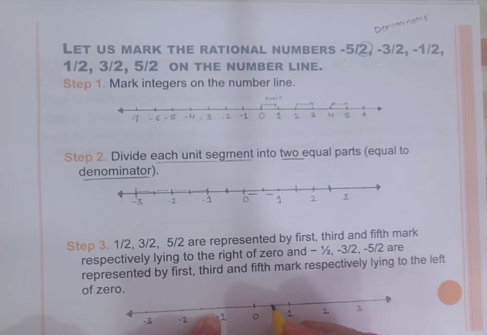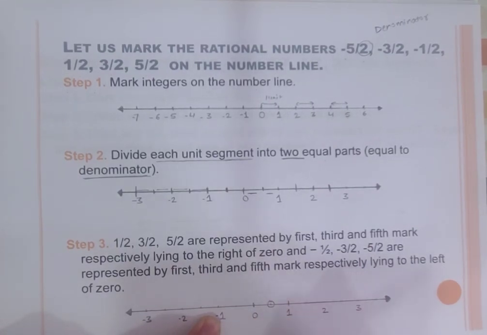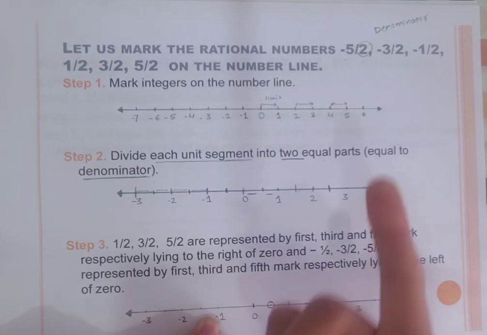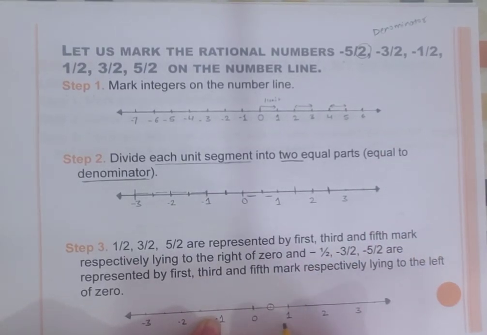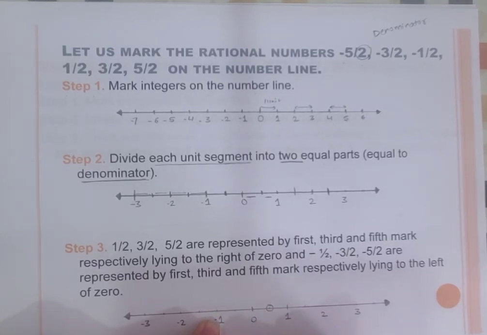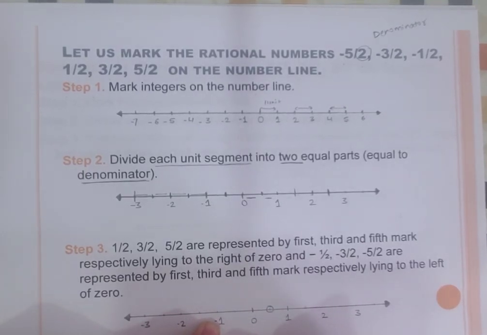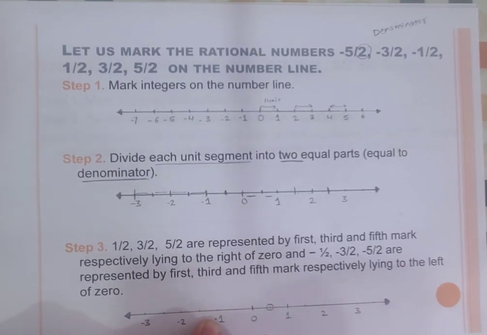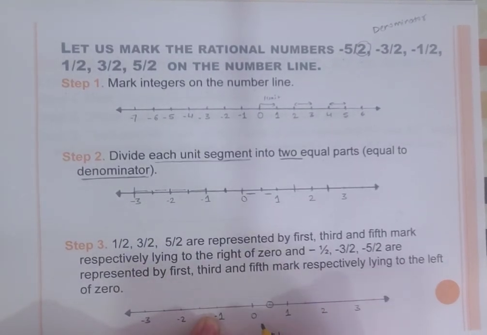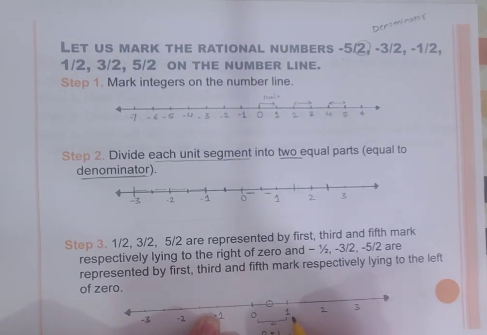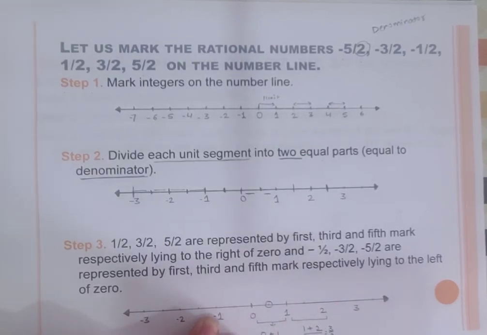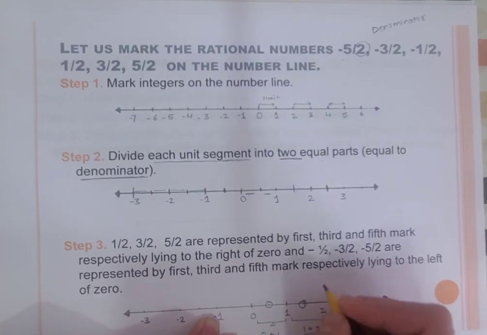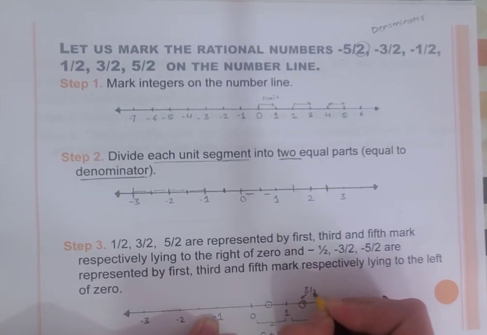How can we find out this number? The first method to find out this number is just add the fraction to the integer. 0 plus 1 divided by 2 comes to 1 by 2. For this, 1 plus 1 divided by 2 is equal to 3 by 2. So what is this? This is 3 by 2, and this is 1 by 2.